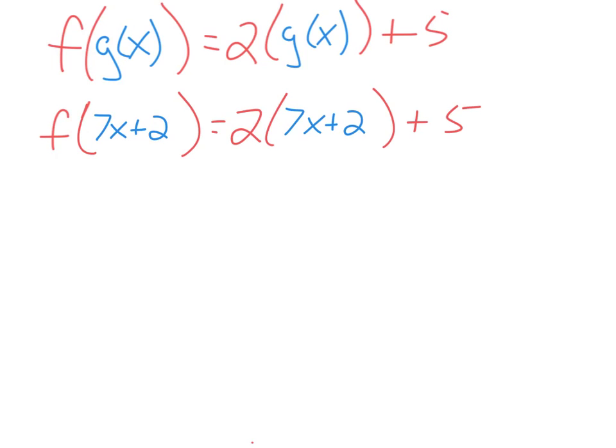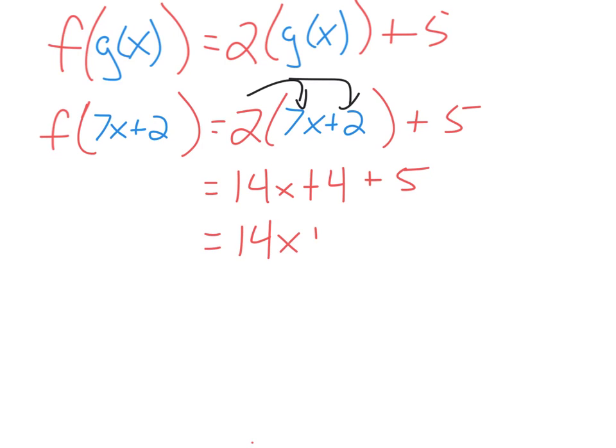Now you're not done because you haven't simplified, so let's simplify it. How would you do that? Okay, so you distribute first, good. So what does that give you? 14x plus what? Plus 4 plus 5. Okay, so f of g of x is 14x plus 9.